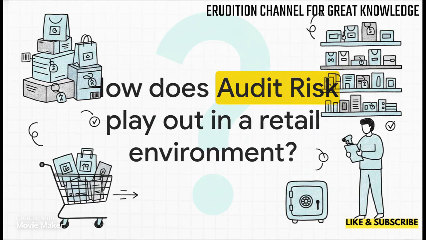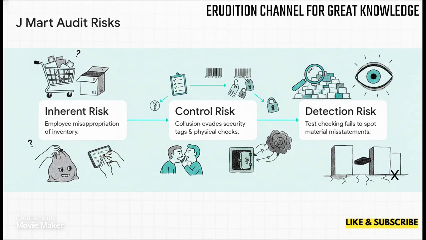On the surface, this setup looks incredibly secure, right? But how does our risk equation actually play out in this environment? Let's walk through it logically. Step 1, inherent risk. In the retail game, inventory is naturally highly susceptible to theft. It's entirely possible that employees might misappropriate inventory by manipulating the records. That's the baseline risk. Step 2, control risk. Sure, J-Mart has barcodes, security tags, and fortnightly checks. The controls look pretty solid. However, if employees at multiple layers decide to collude together, they can bypass those controls completely. The risk of that collusion happening is your control risk.